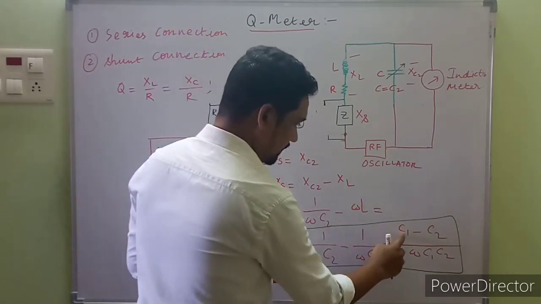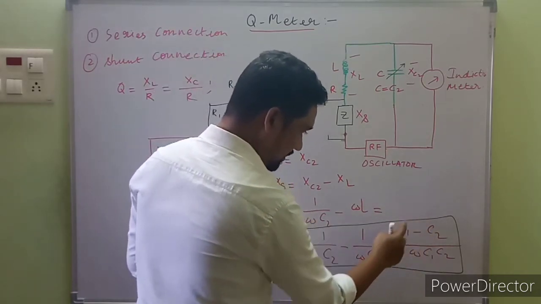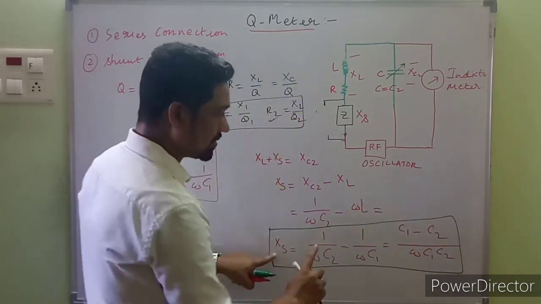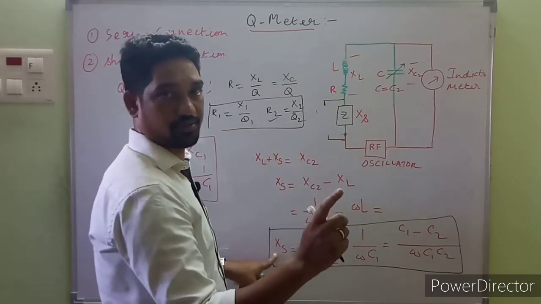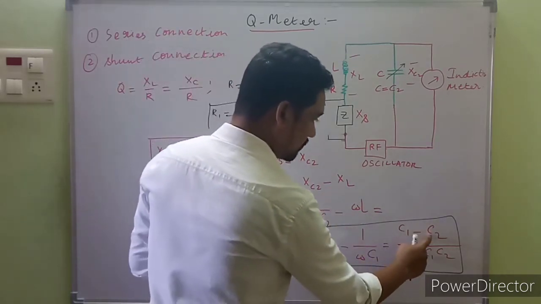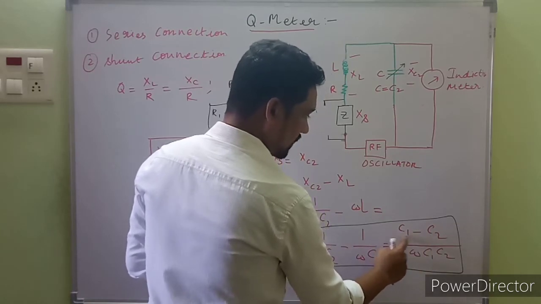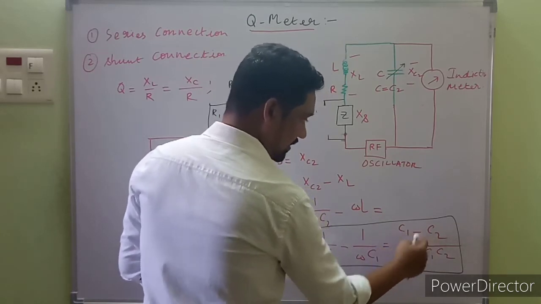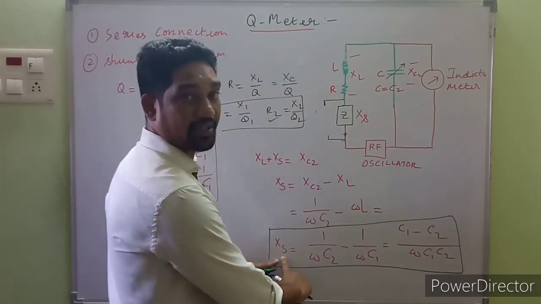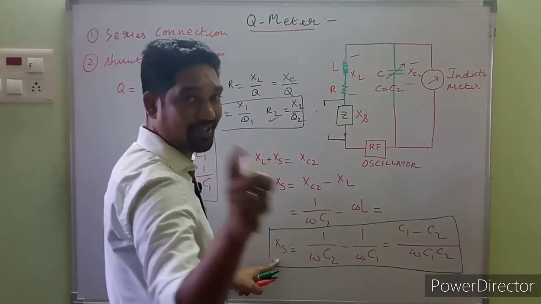If C1 is larger than this one, this entire equation will be positive. That indicates the unknown impedance is inductive, lagging, right? On the other hand, if C2 is larger, the negative appears over here, and that indicates the unknown impedance is capacitive. Make a note, you have that statement.